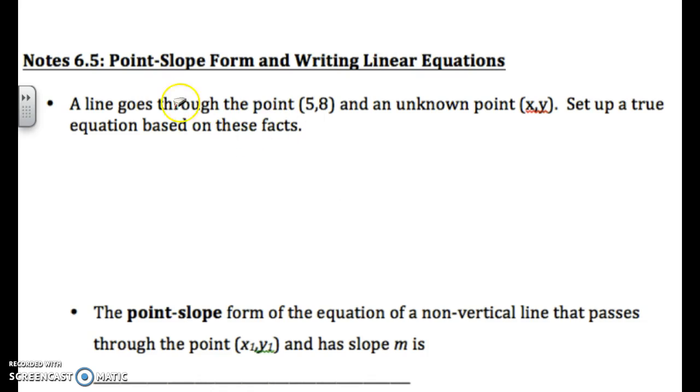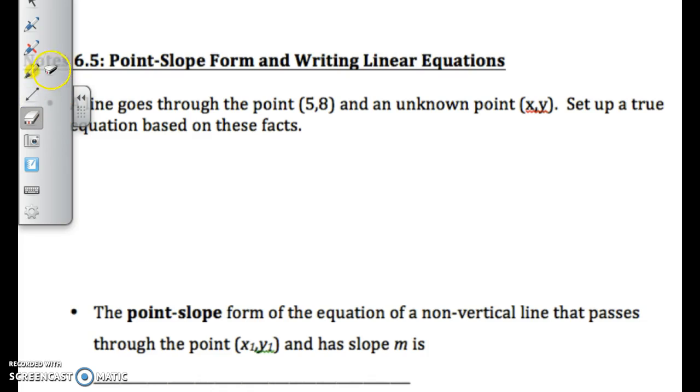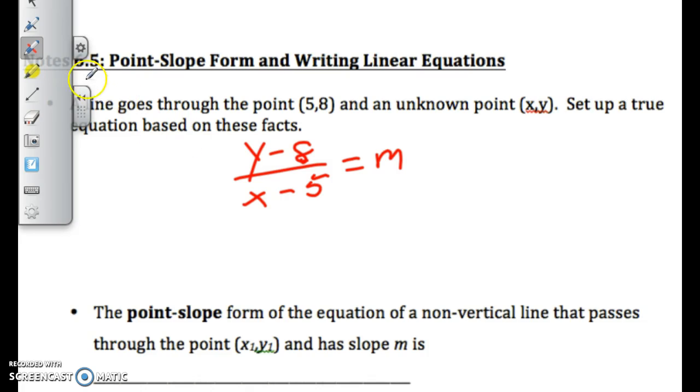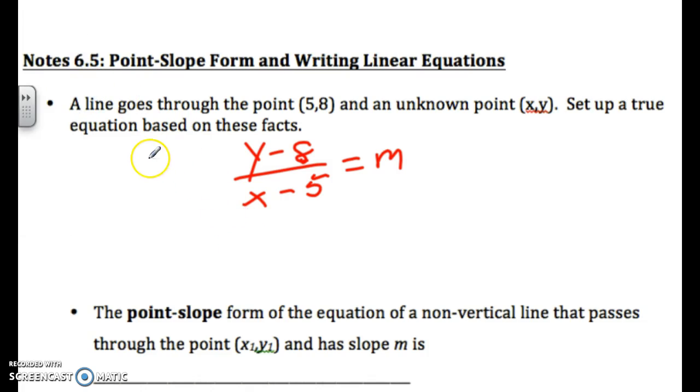Okay, so let's talk about what slope is. Slope is change in y over change in x. So if I say y minus 8 over x minus 5 will equal my slope. Now I don't want to have anything in the denominator, so I can multiply both sides by x minus 5.